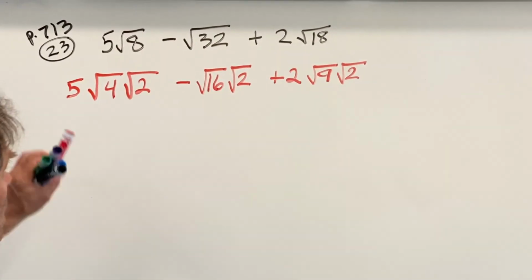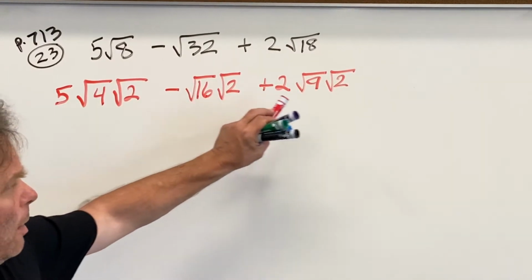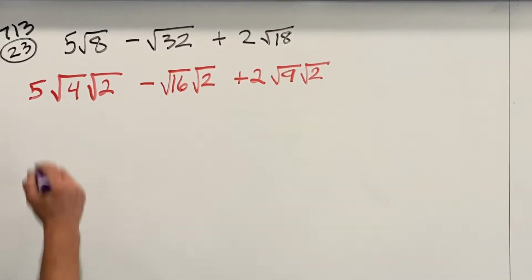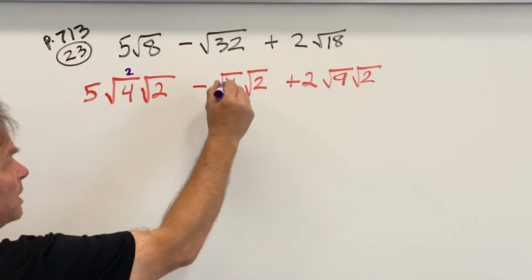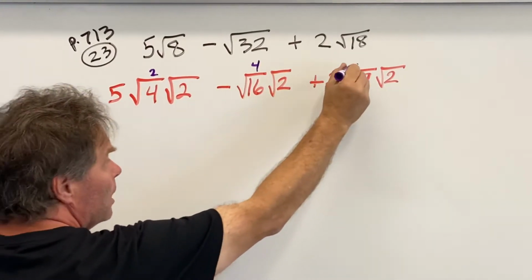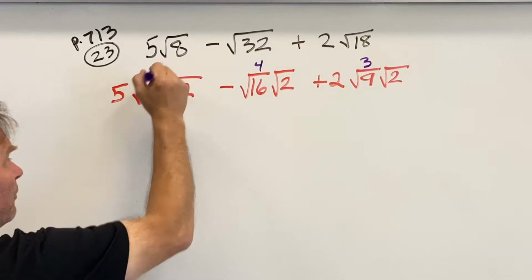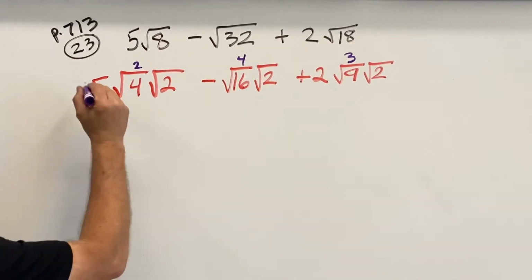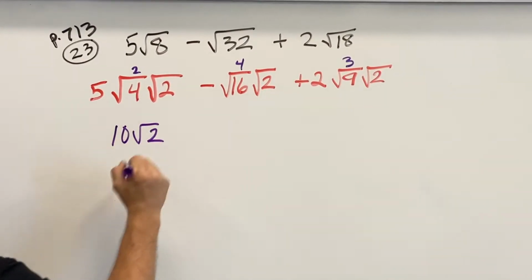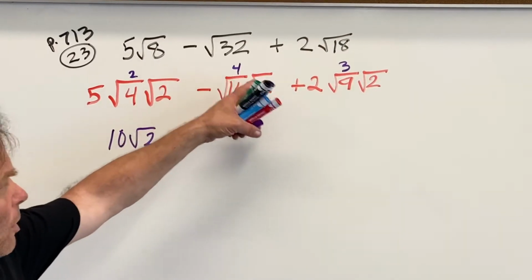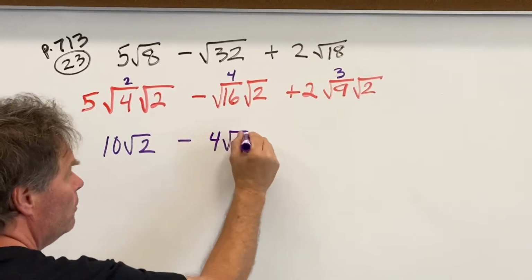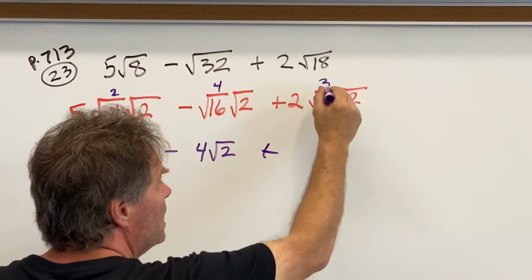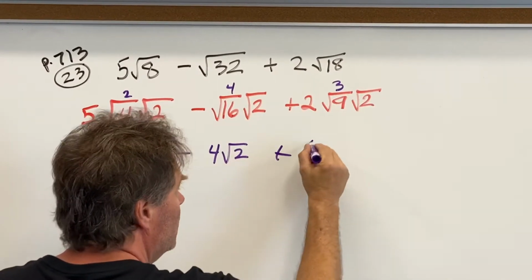Now, remember, when we're doing square root pretty, square root ugly, like we got here, the pretty one always simplifies. That's why it's pretty, because it'll simplify. So, square root 4 is 2, right? Square root 16 is 4. Square root 9 is 3. All of the pretty guys simplify to these numbers. So, 5 times 2 times root 2 is going to be 5 times 2 is 10, 10 root 2. Okay? Minus 4 times square root 2 is 4 root 2. Plus 2 times 3 is 6 times root 2 is 6 root 2.